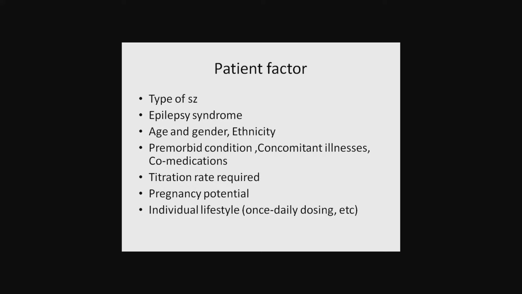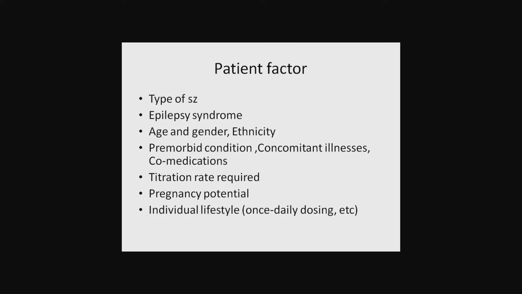Now, how to give the anti-epileptic drugs? We have to take a lot of things into consideration. First is the type of seizures. If it is a focal seizure, then we may treat with carbamazepine. If it is a generalized seizure, we may treat it with valproate. So depending upon the type of seizures, we have to decide the anti-epileptic drug. Epilepsy syndrome, for example, if there is juvenile myoclonic epilepsy, then sodium valproate is the treatment of choice. You cannot give carbamazepine. So epilepsy syndrome is very important for the treatment.